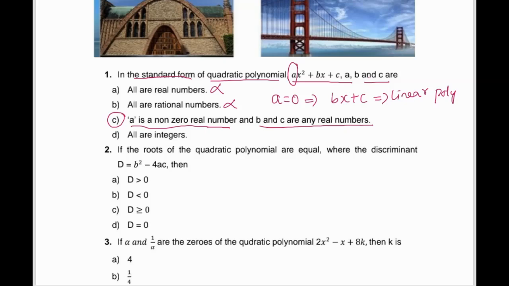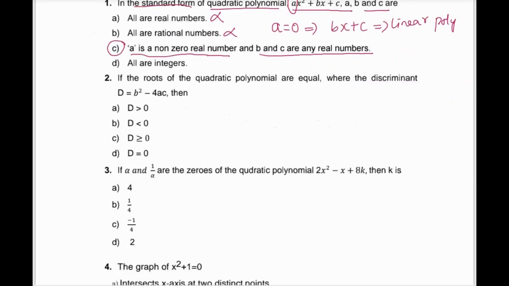Then the next question is, if the roots of a quadratic polynomial are equal, where the discriminant D is b square minus 4ac, then what is the condition? D is greater than 0? What will that be? The D value will be equal to 0 when the roots are equal. If the discriminant value is 0, then the roots are real. Okay.